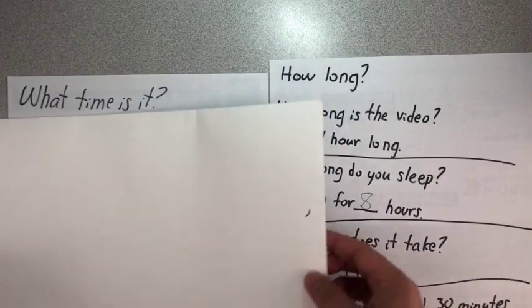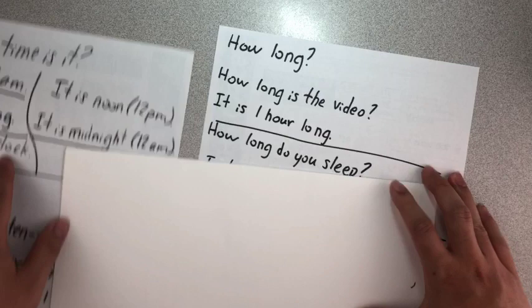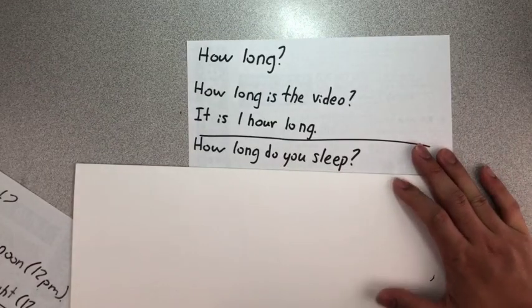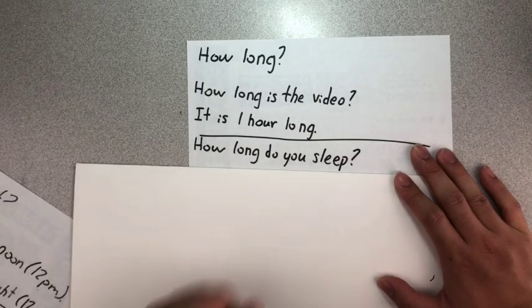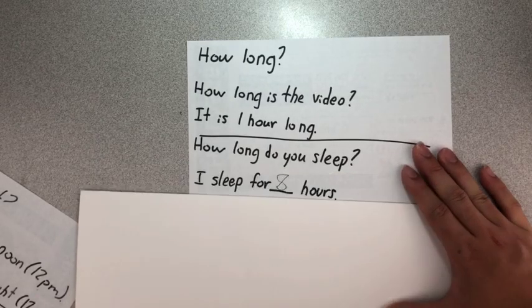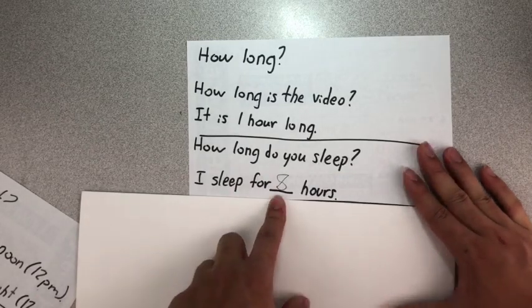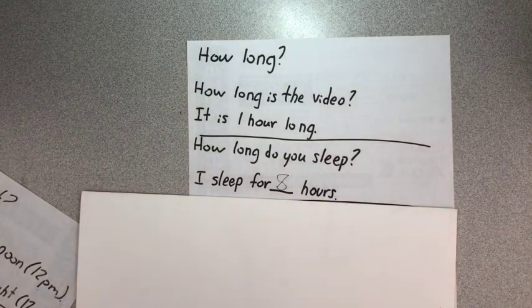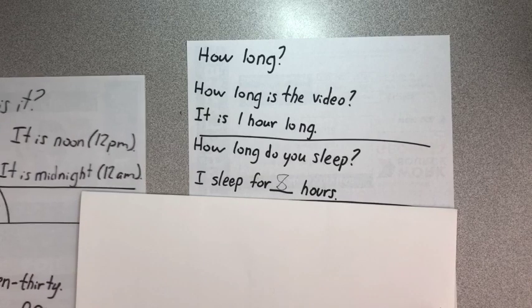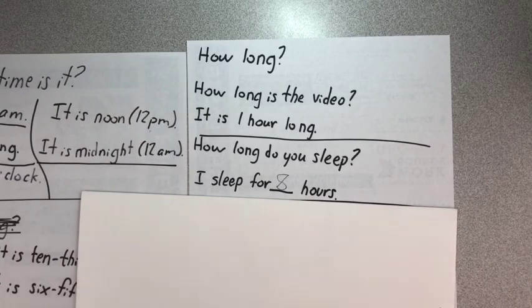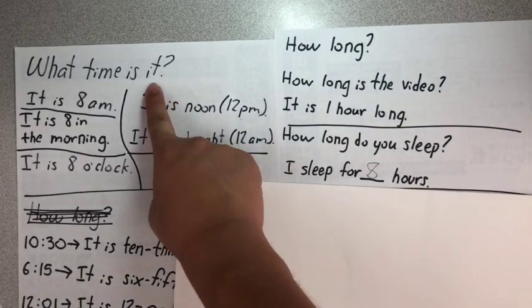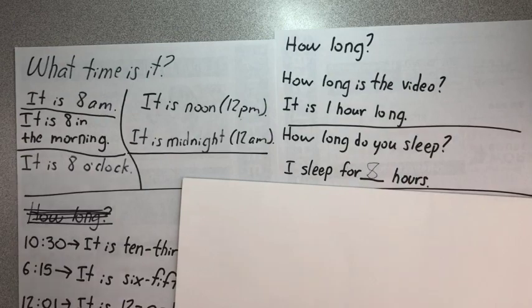Okay. And how long do you sleep? Do you sleep for 6 hours? I sleep for 6 hours. I sleep for 7 hours. I sleep for 8 hours. Tell me, what time do you sleep? What time do you wake up? And how long do you sleep?